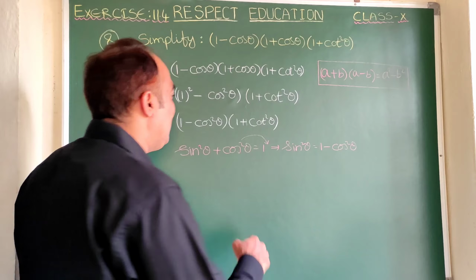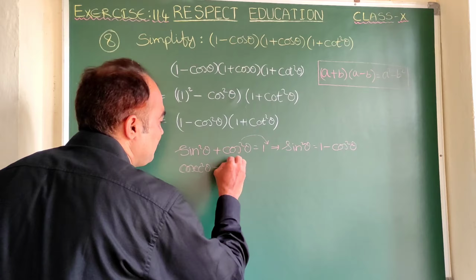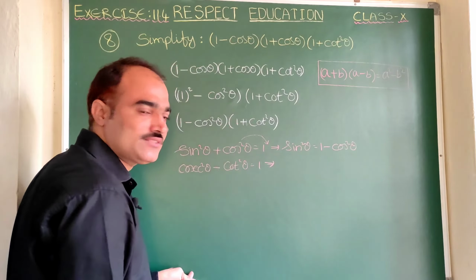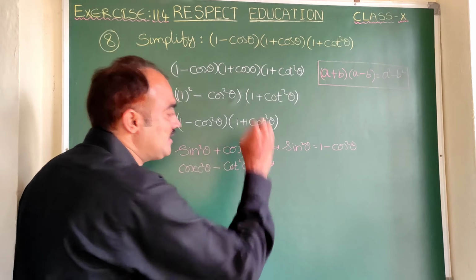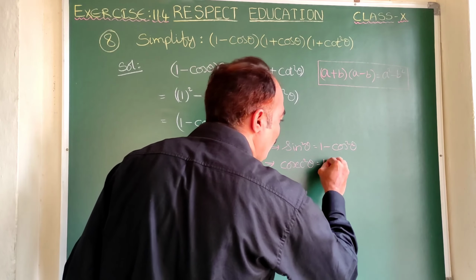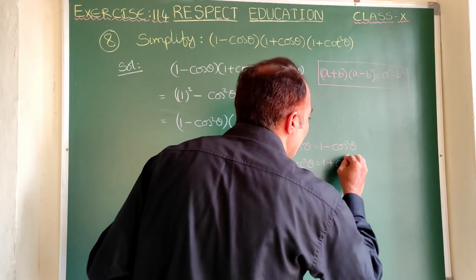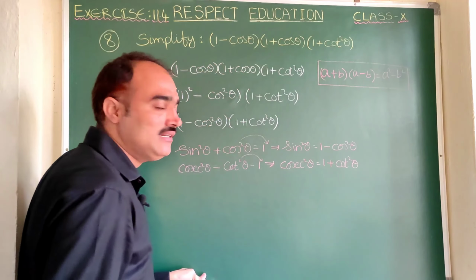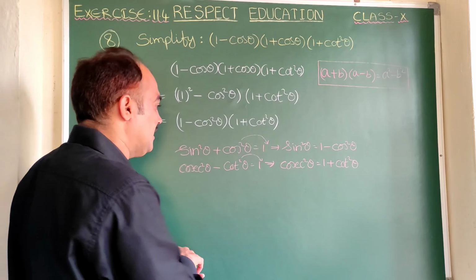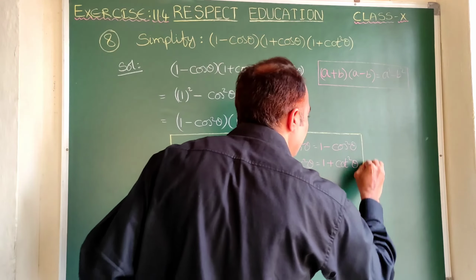Is it clear? Now we have one more identity, that is cosecant square theta minus cot square theta is equal to 1. From this we need 1 plus cot square theta. So send this cot square theta to the right side. Now cosecant square theta is equal to 1 plus cot square theta. That means in place of 1 plus cot square theta we can write cosecant square theta. So let us apply these formulas in the next step.